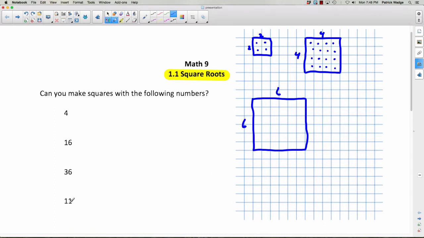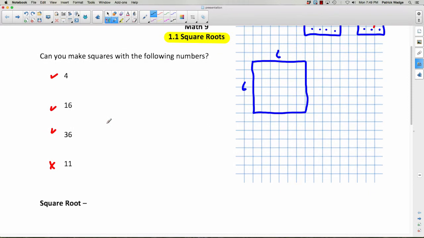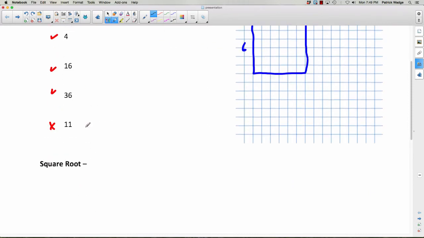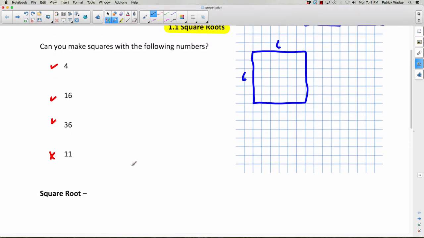Okay, and the last one, 11. Could we do that? The answer is actually no. So the answer for the first three is yes, yes, yes, but this one, no, we cannot do that. All right, now why am I showing you this? It turns out that the first 3 numbers are perfect squares. We're going to talk about that in a second. 11 is not a perfect square. And this also helps us introduce the idea of a square root.